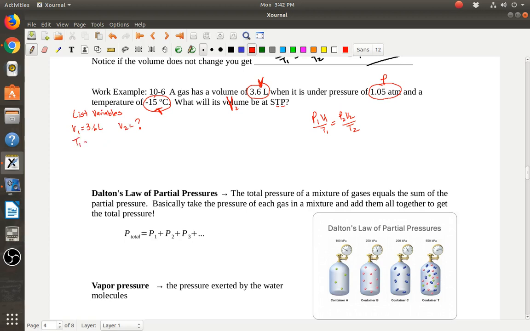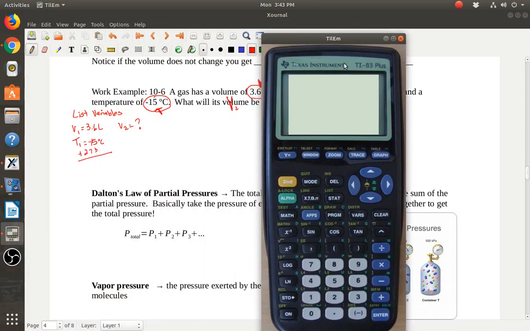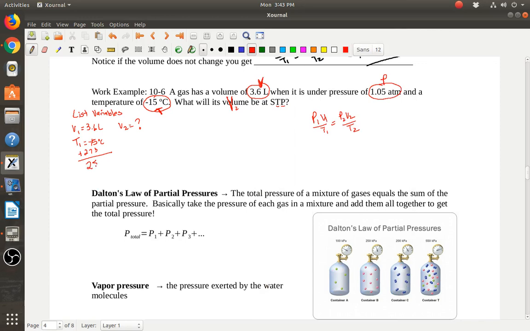T1 is negative 15 degrees Celsius, but there's a problem. Can you divide by 0? No. So you have to change it to kelvins. I have to add 273 to get to kelvins. Let me check so I don't mess up my math here. 273 minus 15 is 258. Good, I had it right. 258 kelvins. So that's T1.